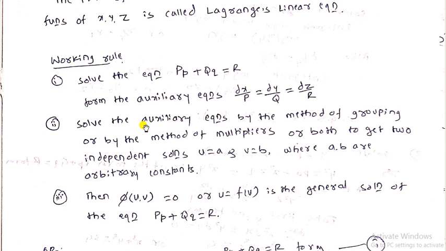Then we solve the auxiliary equation by the method of grouping or by the method of multipliers, or sometimes using both methods, and we get the solution as u equal to a and v is equal to b, where a, b are arbitrary constants. Then phi of u, v equal to 0, or u is equal to f of v, is the general solution of Pp plus Qq equal to R. Now we will solve examples on Lagrange's linear equation.